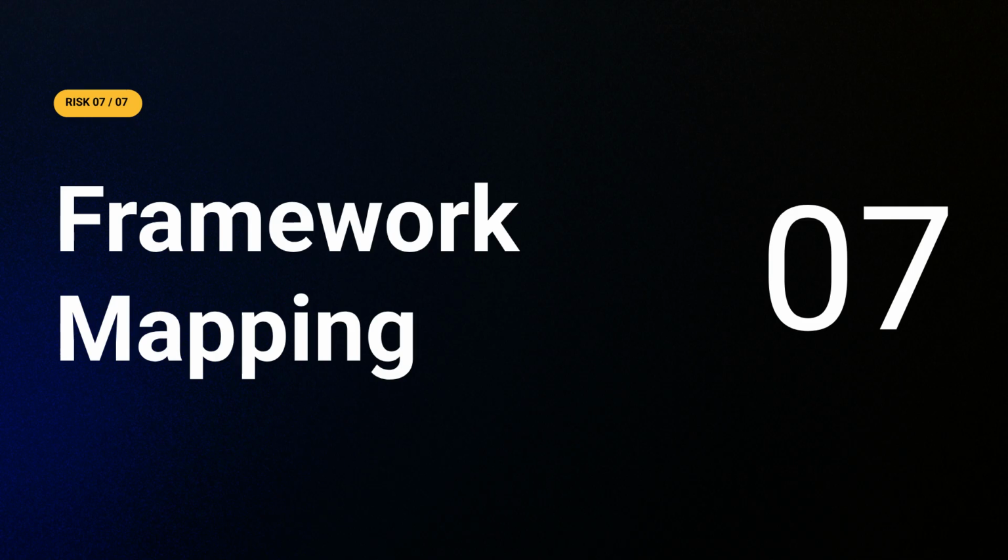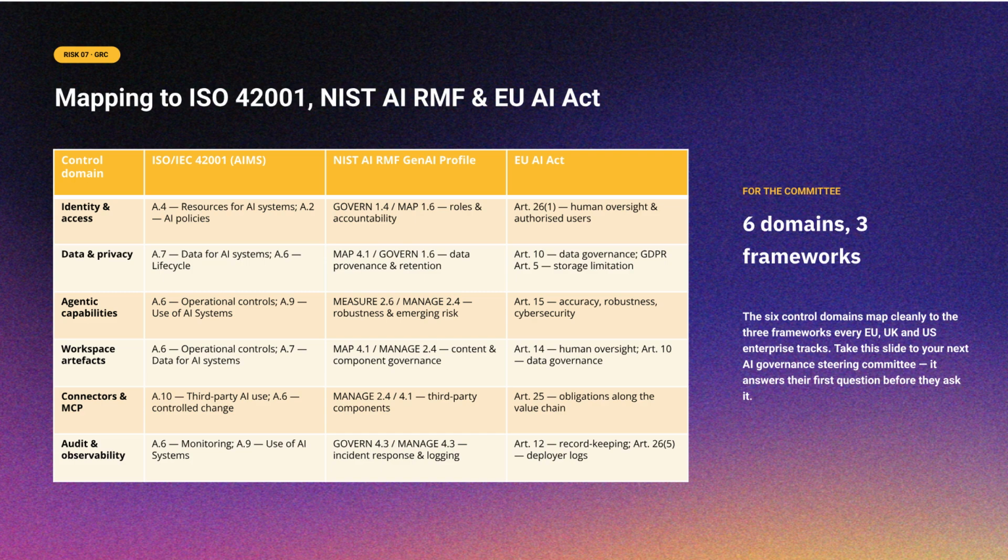ISO/IEC 42001, NIST AI RMF, and the EU AI Act all expect the same control domains: identity, data, capability, transparency, audit. The next screen is the crosswalk, so your evidence travels across frameworks instead of being rebuilt for each one. This is the slide you take to your AI Governance Steering Committee.